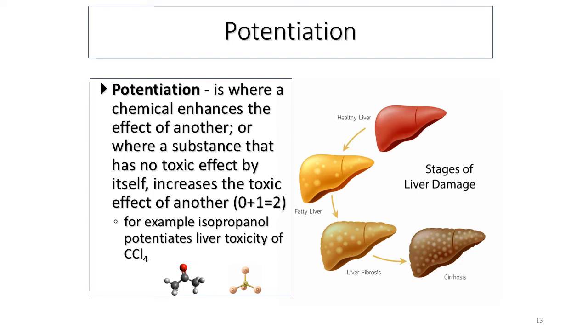And from a toxicological perspective, we've got isopropanol, which by itself is not a liver toxic substance, not hepatotoxic, but when it's taken together with tetrachloromethane, it actually potentiates the liver damage, meaning that the liver injury actually goes up.